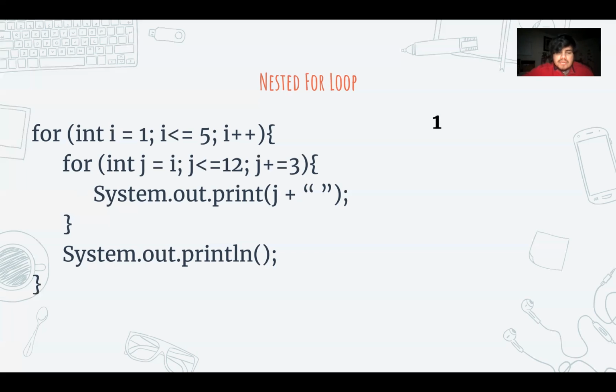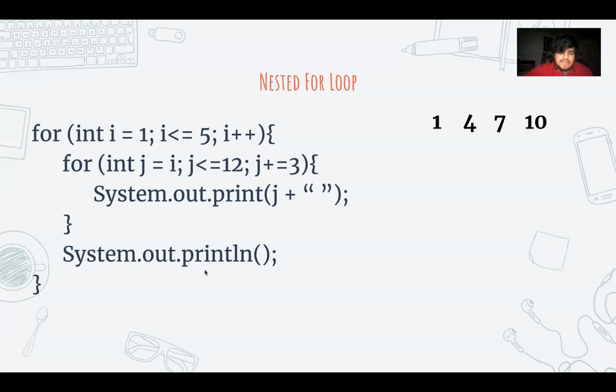So it starts with 1. So integer j is going to be 1. And then it increments by 3. So it's going to become 4. And then it's going to increment by 3. Is 7 less than 12? Yes, it is. So it's going to be 7. Increments by 3. It's going to be 10. Is 10 less than 12? Yes, it is. So it's going to be 10. And now it's going to update again. Is 13 less than 12? No, it's not. So this inner for loop is done. So it's going to go back to the outer for loop.